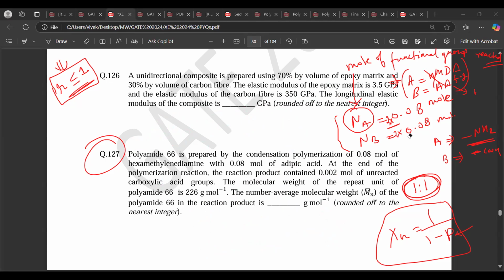Now see, if there is no unreacted monomer, then it is just 1:1. You apply this and you'll get your answer. But this p would be given in the question, and you see this p is not given in the question. And of course, this Na and Nb are not the same. See, this B group is remaining. So initially it was 0.08 minus 0.002. What is the value that you'll get?